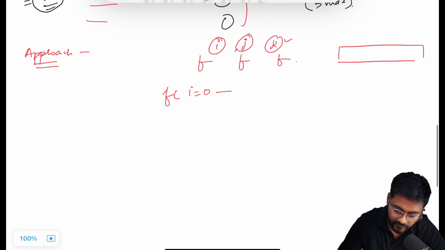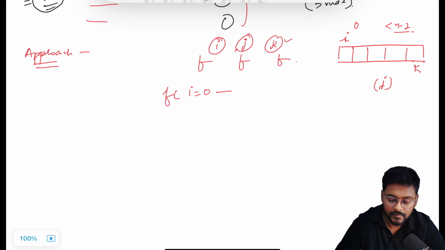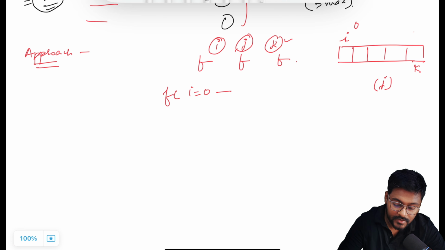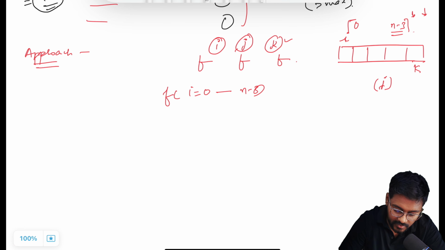See, let's say I have 5 elements: 0, 1, 2, 3. All 3 elements are different. Let's say this is k and this is i, and j is in between. So I can go from index 0 to less than n minus 2, but to keep it simple, I will go till n minus 3. Why n minus 3? Because there should be one element for j, that is n minus 2, and one element for k, that is n minus 1. So I will go from 0 to n minus 3.